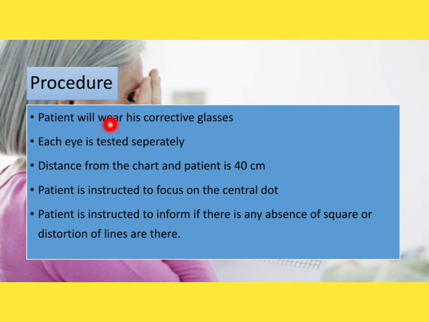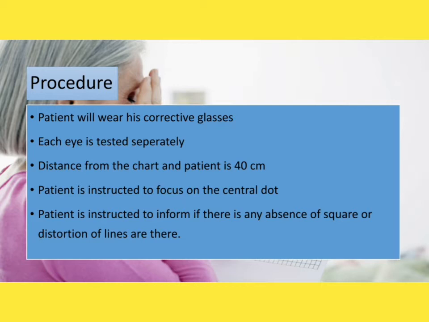Now in the procedure, you can see in these points, the patient will wear his corrective glasses. That means the best corrected visual acuity should be worn. After that, each eye is tested separately, which means you will need to perform this test monocularly. The distance between the chart and the patient is 40 centimeters. Some examiners prefer 35 centimeters, some prefer 30 centimeters. It should be the normal reading distance of the patient, and the patient is instructed to focus on the central dot and to inform if there is any absence of squares or distortion of the lines.